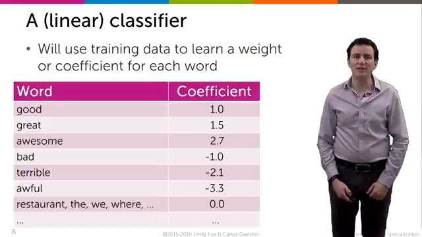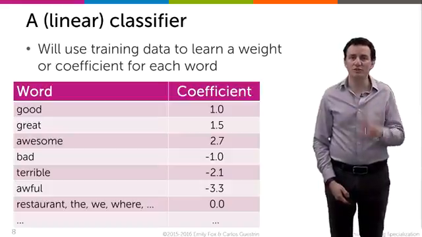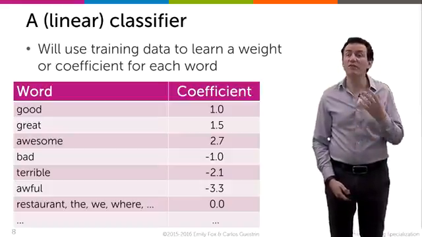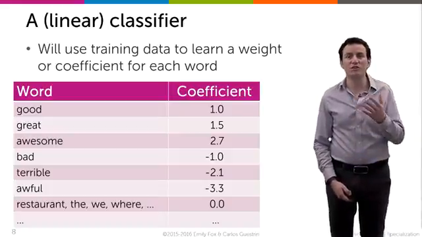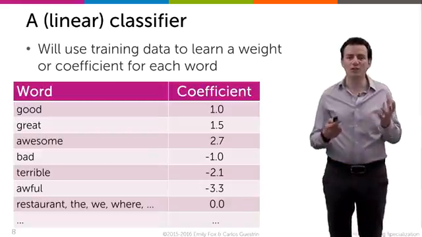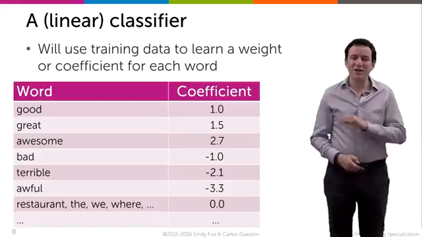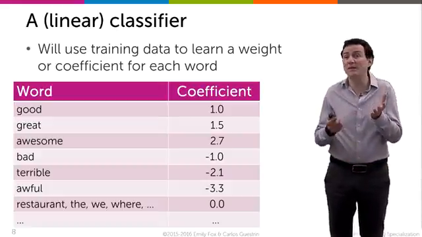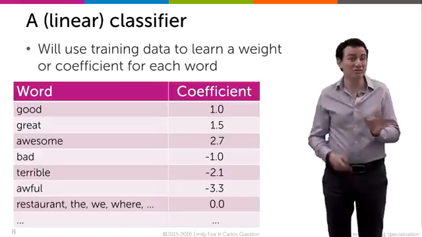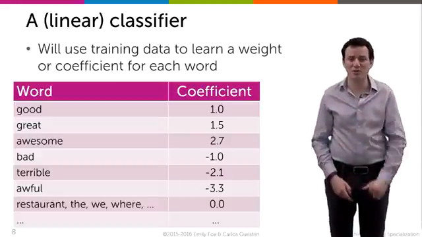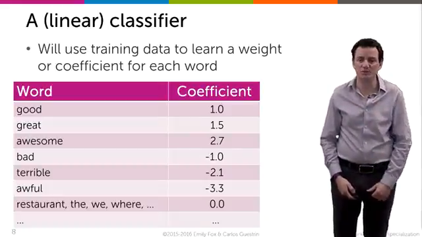A linear classifier does a little bit more, associates every word with a weight or coefficient, which says how positively influential this word is or how negatively influential. So good might have a coefficient of 1, great might have a coefficient of 1.5, awesome is awesome, it might have a coefficient of 2.7. While on the negative side, bad might have a coefficient of -1, terrible -2.1, but awful is just awful, so -3.3. And then some words that are not that relevant to the sentiment of the review might have 0 coefficient.